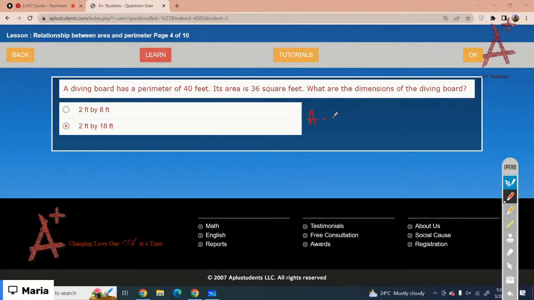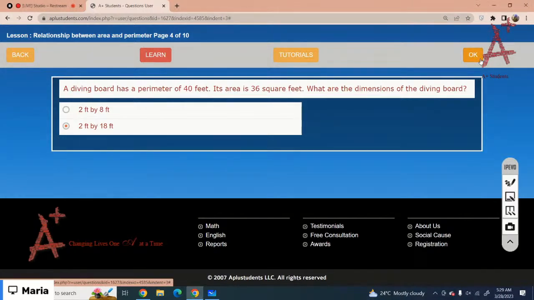Area is length times width. So 18 times 2 makes 36. Option number 2 is the correct option. Got it? So the correct option is option number 2. Just select the correct option and click on the OK button.